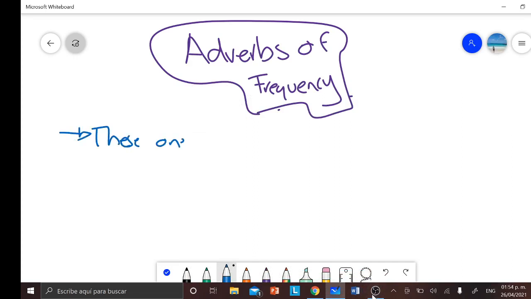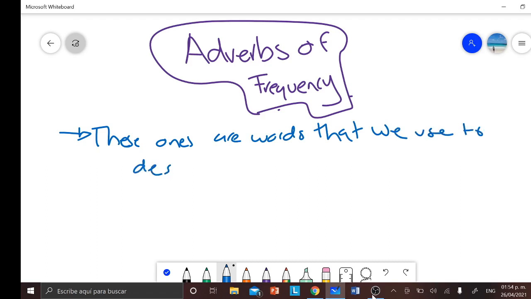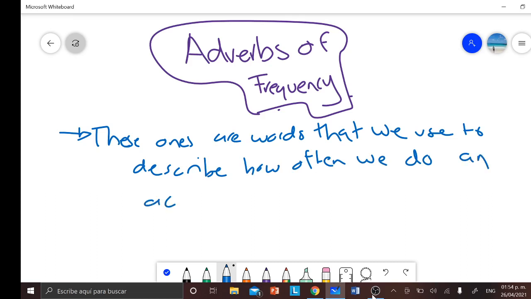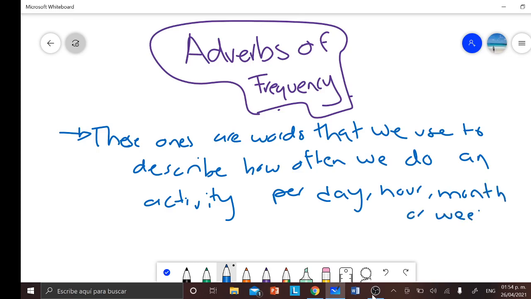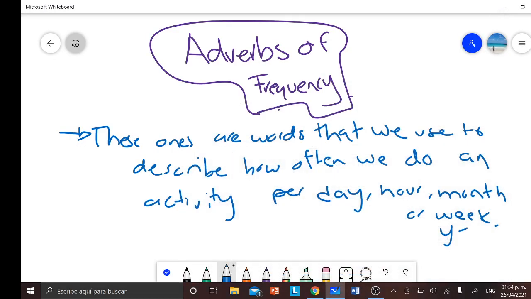The adverbs of frequency are words that we use to describe how often we do an activity per day, hour, month, or week. Or actually per year. Oh, sorry, one more time. Sorry, per year.